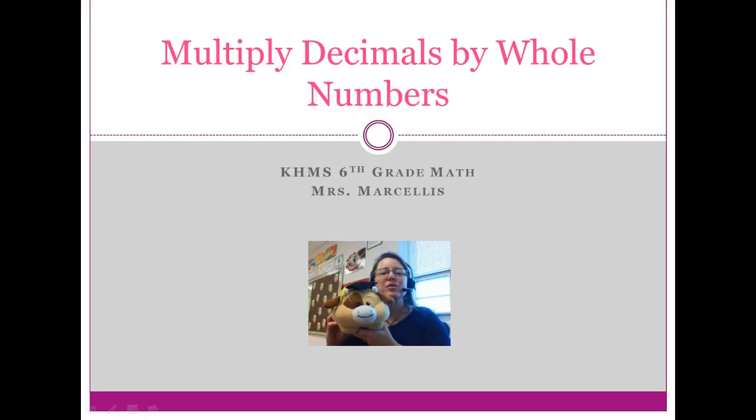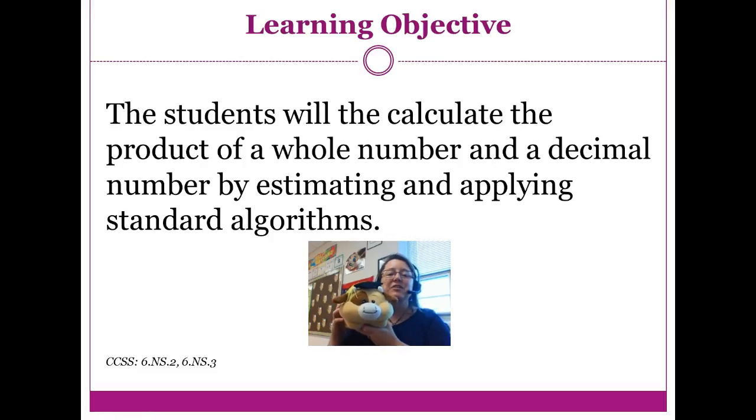In today's lesson, we are going to learn to multiply decimals by whole numbers. Today's learning objective is students will calculate the product of a whole number and a decimal number by estimating and applying standard algorithms. As we learned in the previous lesson, a standard algorithm is just a standard process, so today we'll be using standard multiplication. Shall we proceed to the vocabulary and some examples, Einstein?